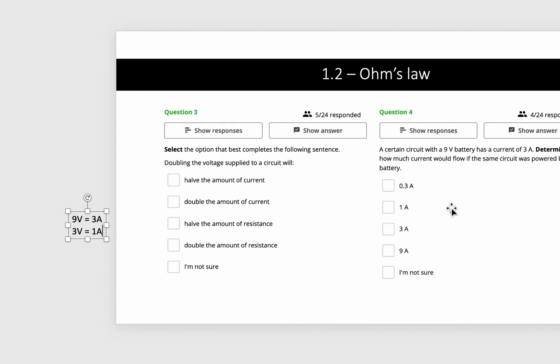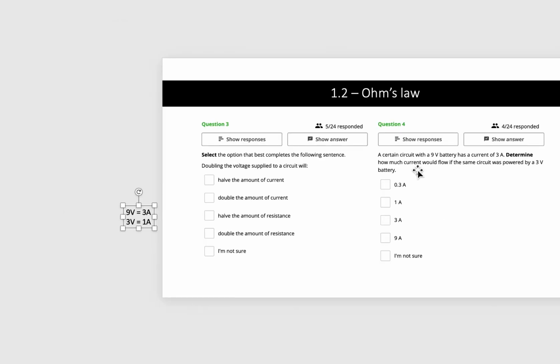So the question was asking how much current would flow if the same circuit was powered by a 3-volt battery. So luckily, we've just figured that out. 3 volts is 1 amp. So that would be your answer.